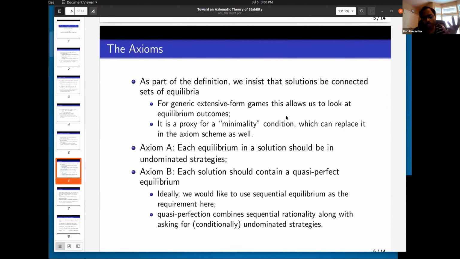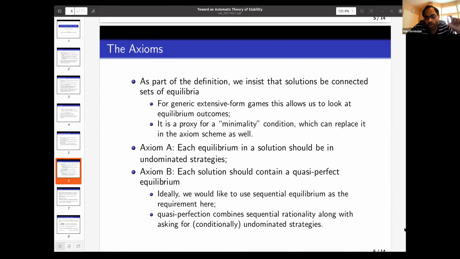Okay, so to think about this in practical terms, if I think in terms of an extensive form game, and in fact, this is true for components of equilibria too, there are only finitely many equilibrium outcomes in a generic extensive form game. By an outcome, I just mean a probability distribution over the terminal nodes. So there are only finitely many outcomes for each game. So you can think of the theory as trying to select an outcome. Okay, and connectedness allows us to do that.